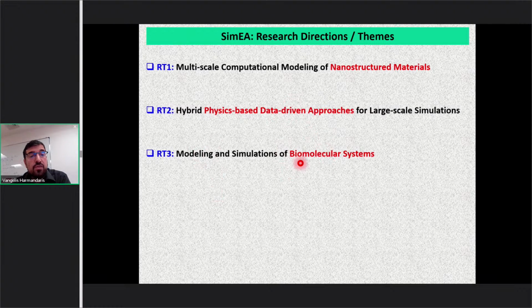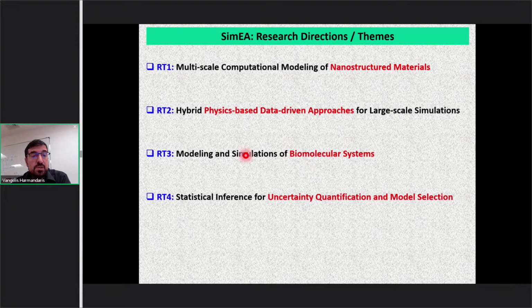Then the third one is related with biomolecular systems. The fourth is related with something that is very trendy now in computational engineering and very important, actually. It's the uncertainty quantification of models. So the idea is that there are many, many models, even for the same system, so there should be a way to quantify the uncertainty of the models that could lead to model selection. And typically these are performed via statistical methods.